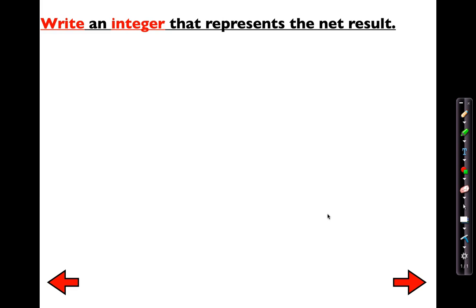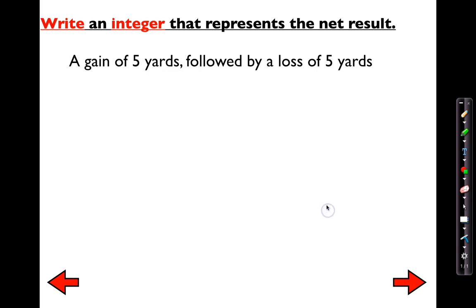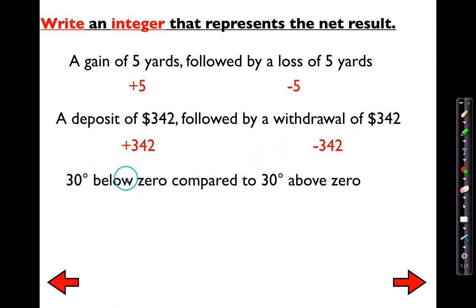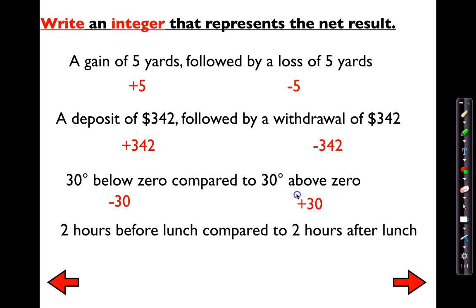So here, now we're going to ask you to write an integer that represents the net result. So here, if it's a gain of 5 yards, that would be positive 5, followed by a loss of 5 yards. That would be negative 5. Here, a deposit of $343, that's going to be a positive 343, followed by a withdrawal of 343. Well, that's taking money away, so that's negative 343. 30 degrees below zero. Well, that's below, so that's negative 30, compared to 30 degrees above zero, so that's positive, so we're going to say positive 30. 2 hours before lunch. Okay, so it's before, so we're going to call that negative 2, compared to 2 hours after lunch. That's going to be after, so I'm going to say positive 2.